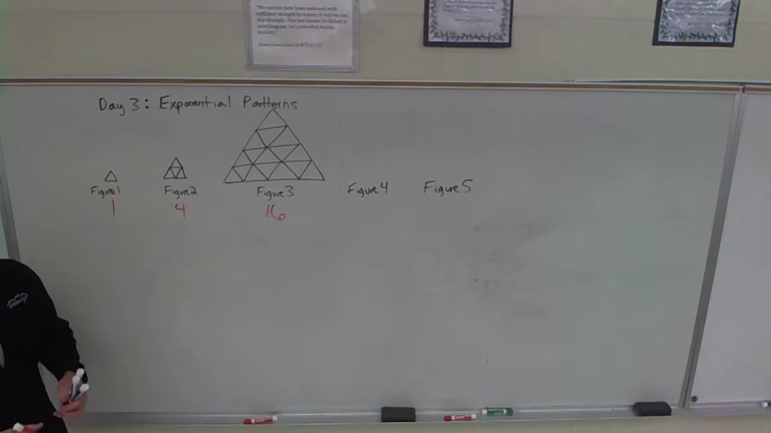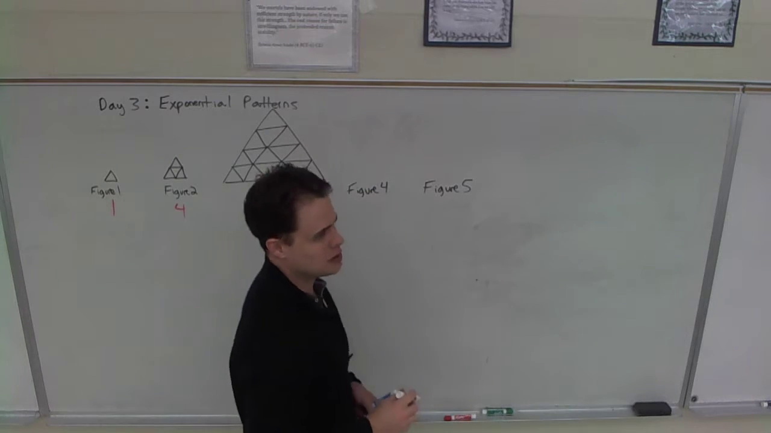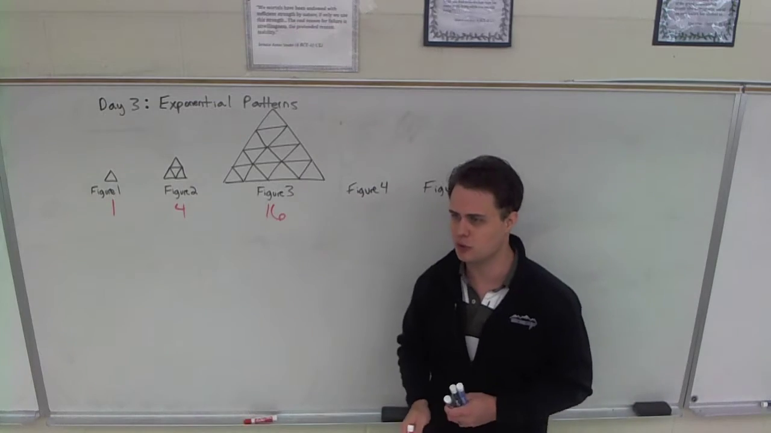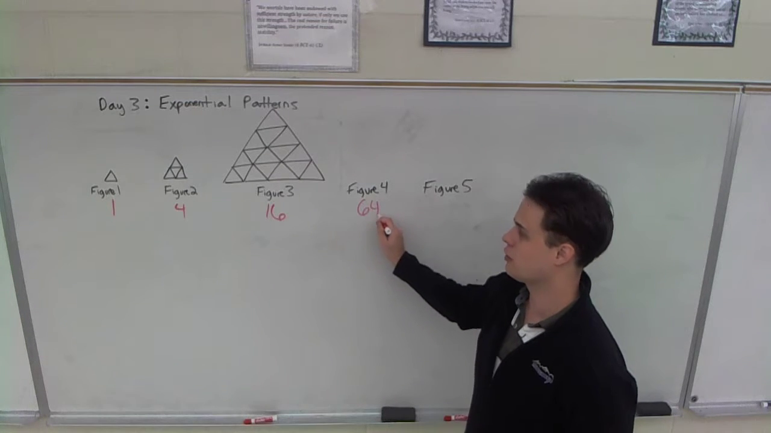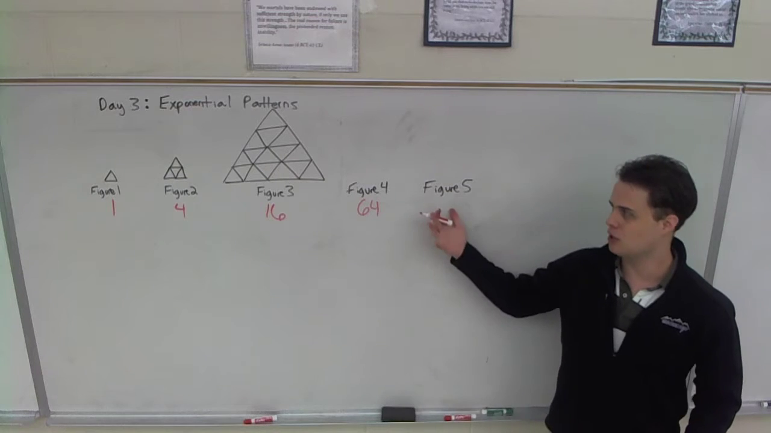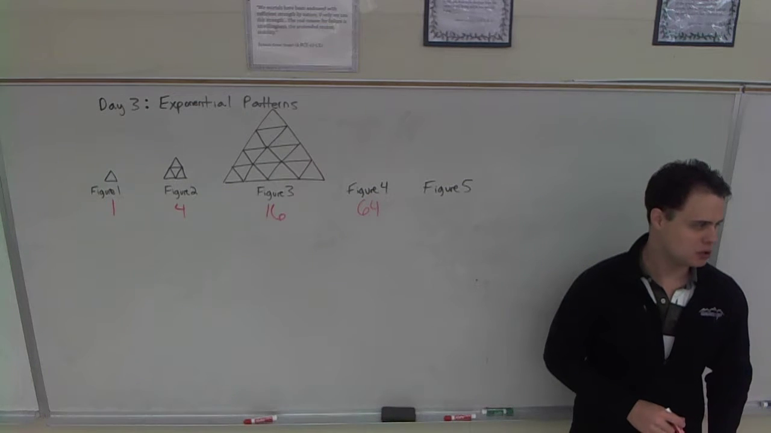Very good. So what will we get for figure 4 without drawing the crazy triangles? That'd be really hard. 64. You've got your calculator. And what would you get for figure 5? How many triangles?